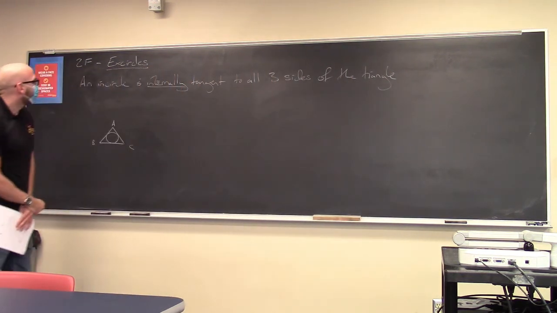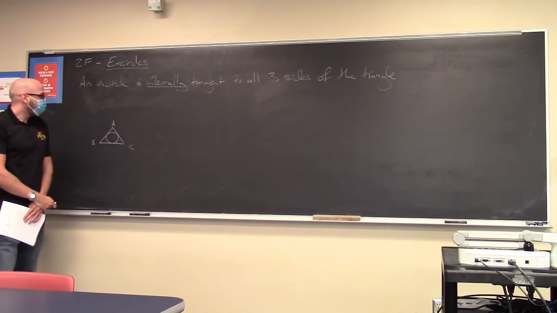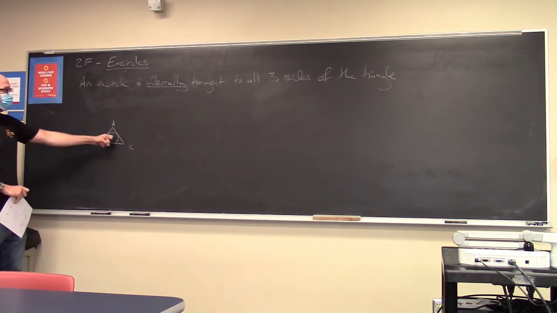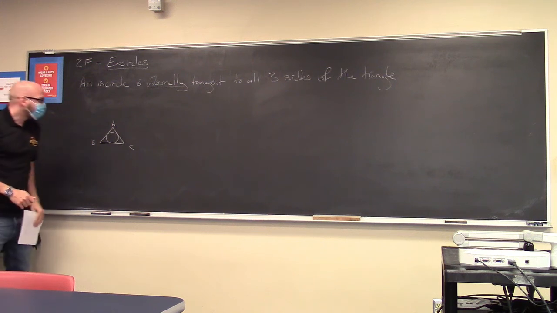So what I want to do is look for other circles that are tangent to all three sides. Problem is, I can't do this internally, right? We've proven that the incircle is the unique circle that's inscribed in this triangle. So how else can I build something that's tangent to all three sides? Well, I can't in this picture.